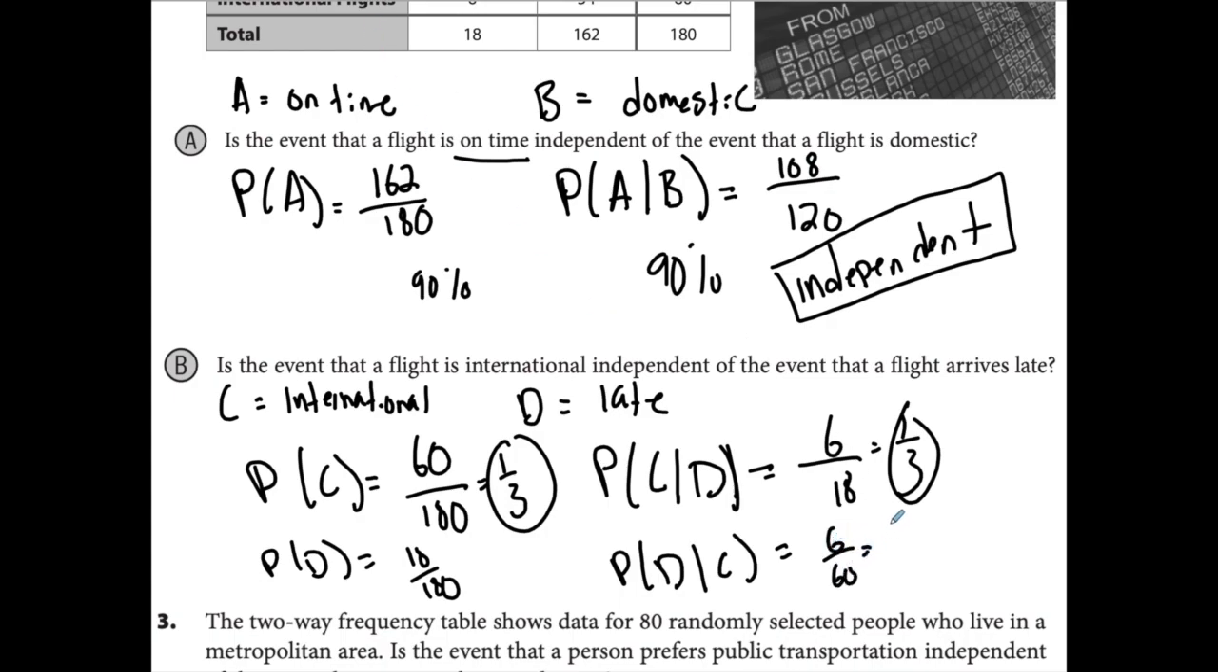So here you can see you simplify, you get 1/10. 18 and 180, you simplify, and you get 1/10. Okay, so you can see that in either case, the fact that one of the events happens has no impact on the probability. It was 1/3 beforehand. Given that the event has happened, it's still 1/3. It was 1/10 beforehand. Given the fact that the event has happened, it's still 1/10. So therefore, yes, they must be independent.